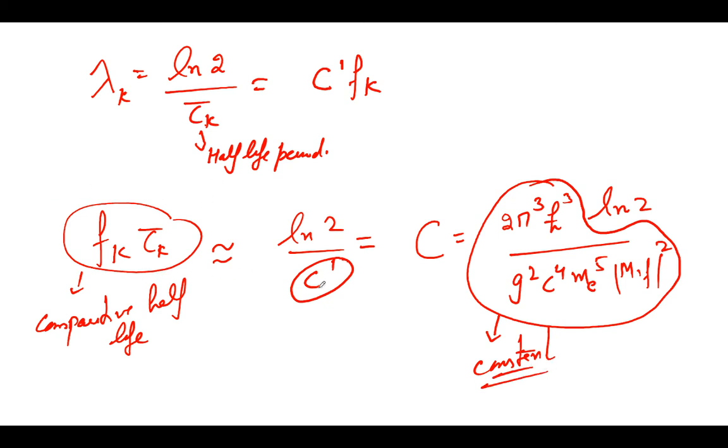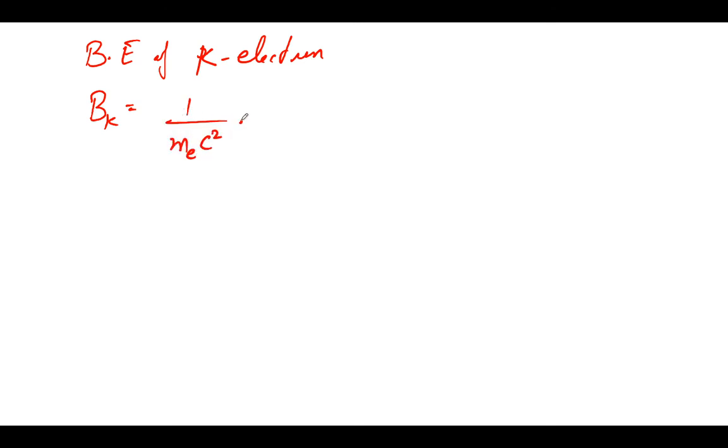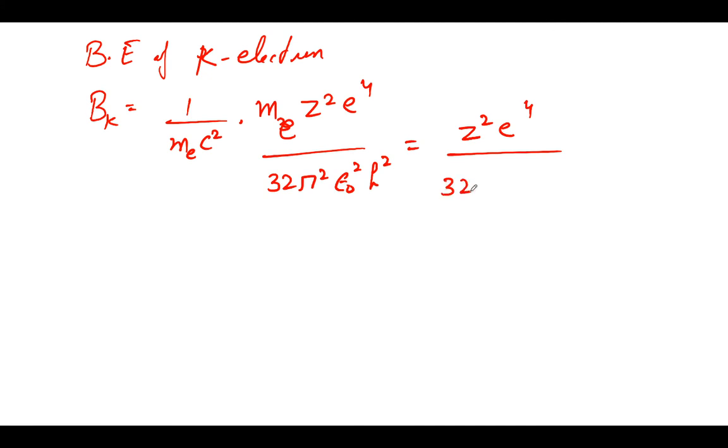So this comparative half-life indirectly depends upon the value of g, and it depends upon the value of this matrix element. So the binding energy of this K electron we can write down as equal to 1 over mec square into me into Z square e raised to power 4 over 32 pi square epsilon naught square into h square. So this comes out to be Z square e raised to power 4 over 32 pi square epsilon naught square h square, which is equal to alpha Z square over 2.